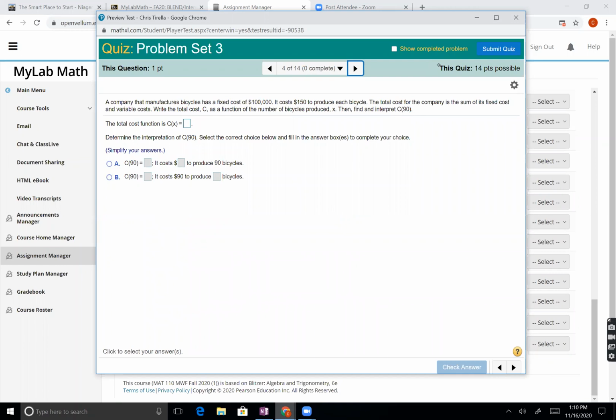Okay. Next one says a company that manufactures bicycles has a fixed cost of $100,000 and it costs $150 to produce each bicycle. The total cost for the company is the sum of its fixed cost and its variable costs. Write the total cost, C, as a function of the number of bicycles it produces, x. Then find and interpret C of 90.